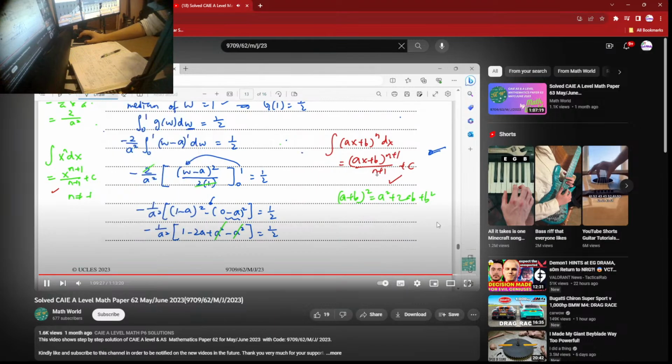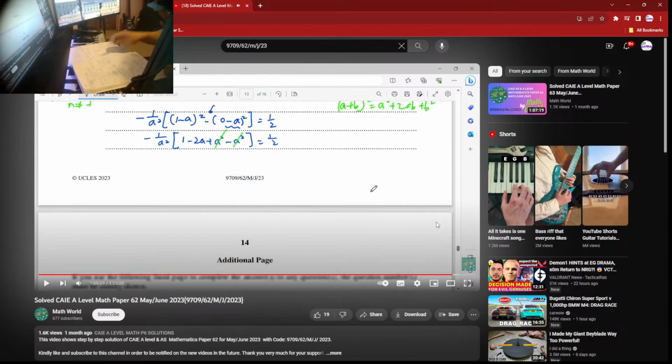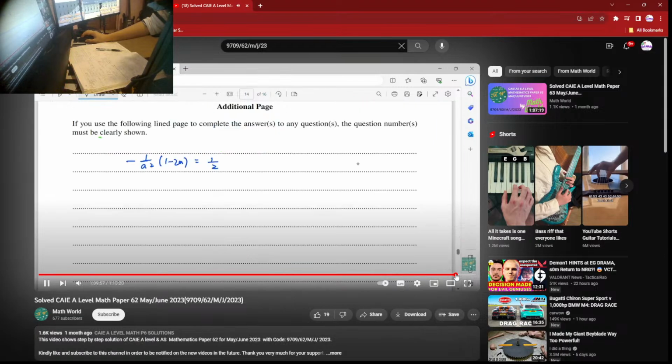Minus, I will continue, next page. So from this you will get 1 minus 2a over a squared equals 1 over 2a squared negative 1 over 2a squared. So this 2a, this a squared, move to the other side.